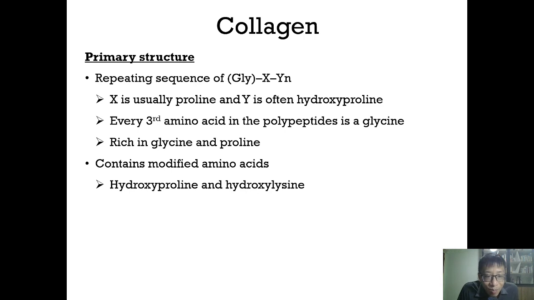There are modified amino acids in collagen, right? So these are amino acids that you don't find in the table showing you the 20 amino acids in the notes, in figure 1.3. These are the hydroxyproline that is commonly found, and also there are some hydroxylysine as well. Hydroxy meaning OH group. So it's like proline and lysine. These are the normal amino acids added with an OH group. So it becomes hydroxyproline and hydroxylysine.